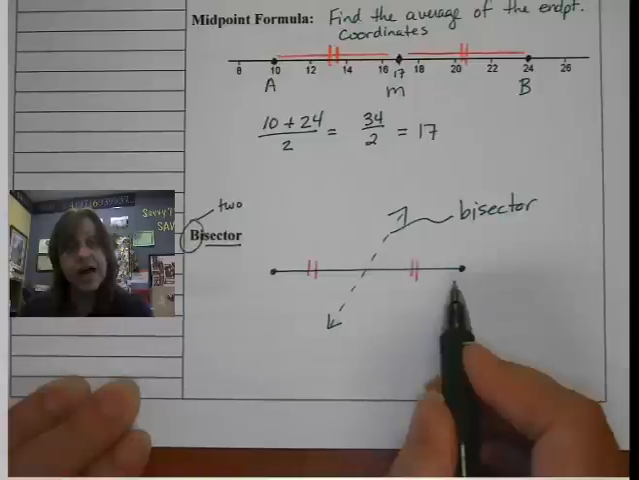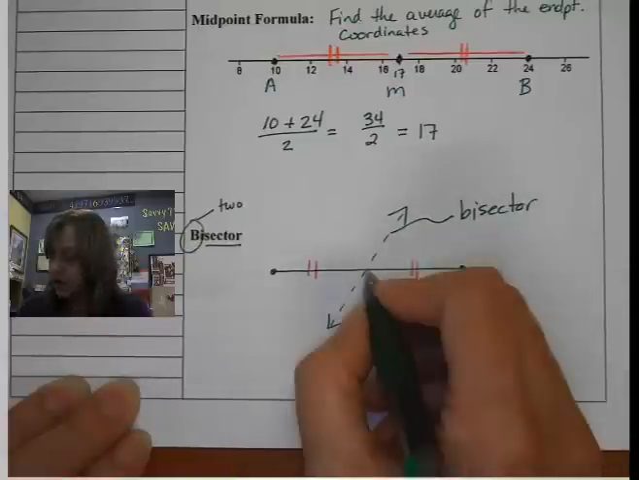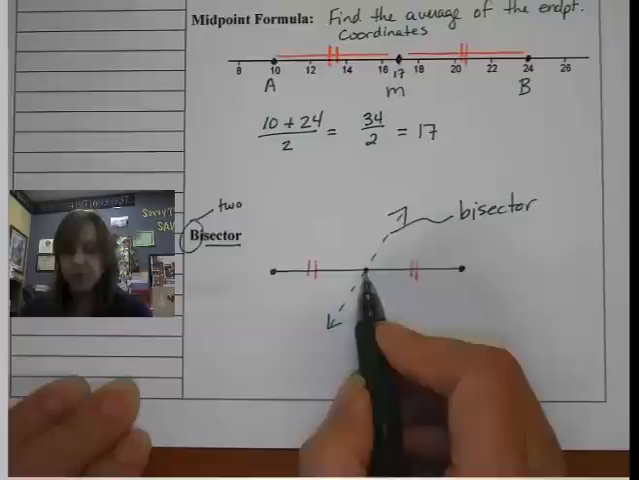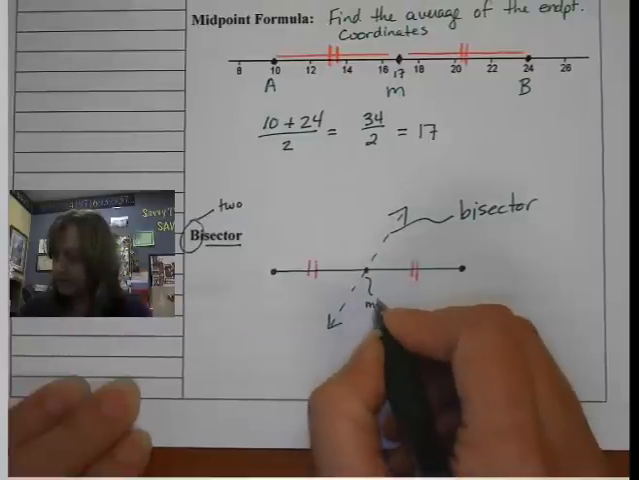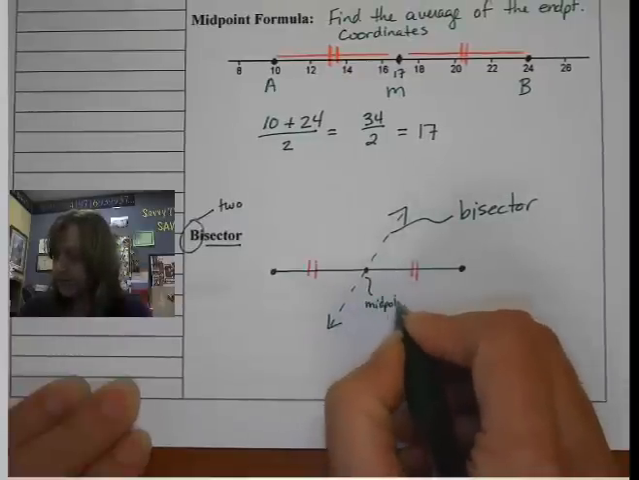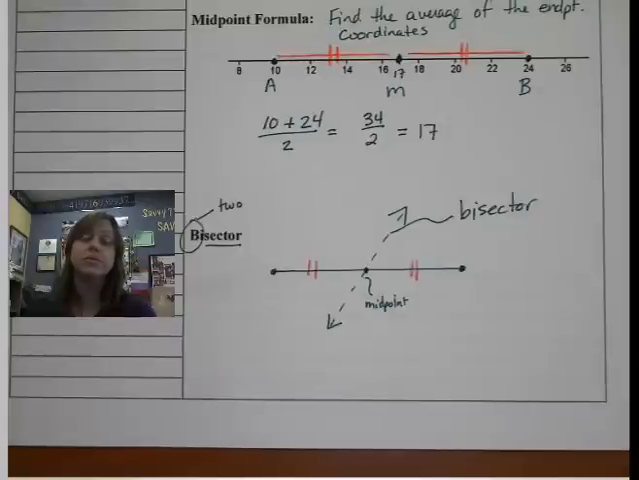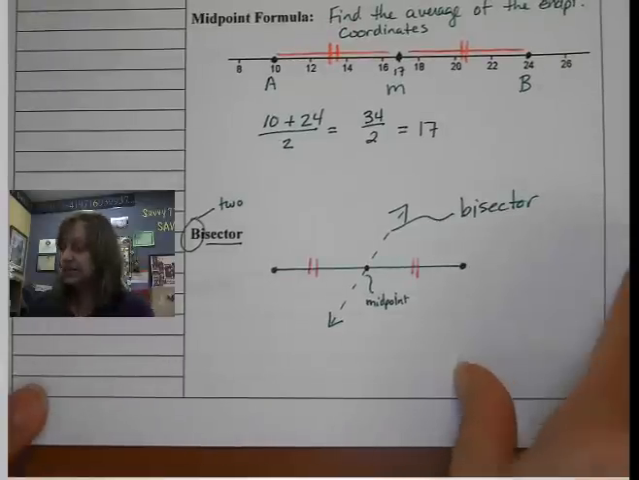This segment has been cut into two equal pieces, and so you might guess what point that is. That would be the midpoint. So a bisector does always pass through the midpoint of a segment if it's a segment bisector. Okay, let's take a look at some examples.